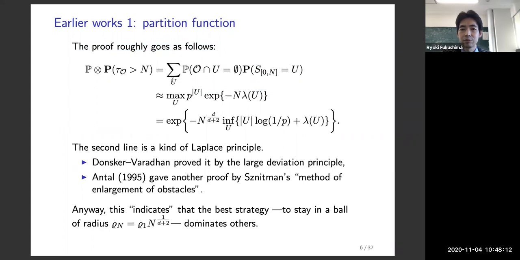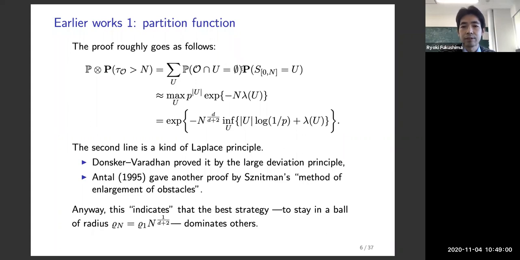And you take this huge sum over U. This is an exponentially large sum. So typically, you don't expect you can read any useful information from this huge sum, but in this situation, you can. Why? Because if you look at the probability of the obstacle configuration, you can compute this. This is just p to the cardinality of U, as I wrote here. And if you look at the second probability, the random walk probability, if U is not too large, then this is almost equivalent to saying that the random walk is staying in some region U.